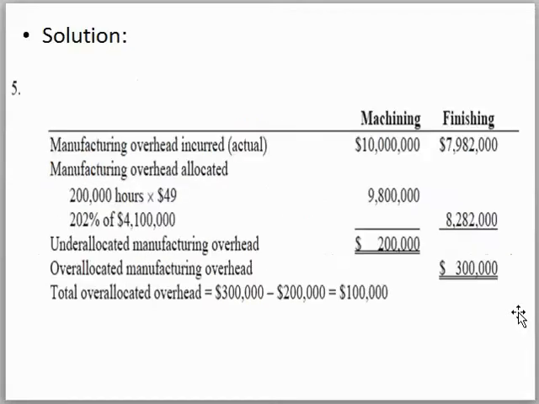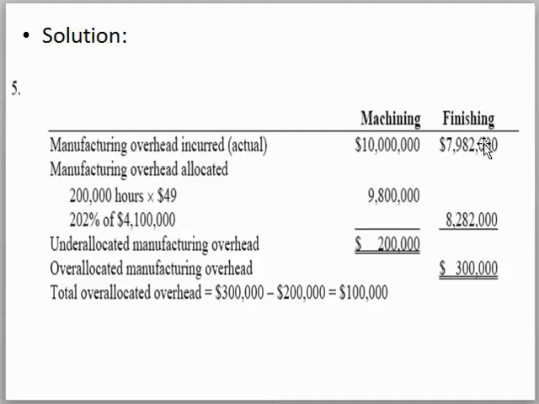Okay, here for the machining department, the actual overhead was 10 million and the manufacturing allocated overhead was 200,000 hours multiplied by the budgeted rate, which is 49. We will get the allocated overhead for the machining department 9,800,000. So the actual overhead is more than the allocated overhead, so there is an under allocation in the machining department by $200,000.